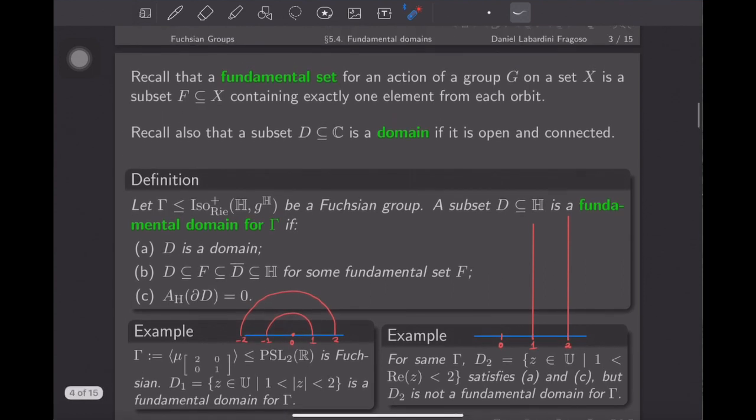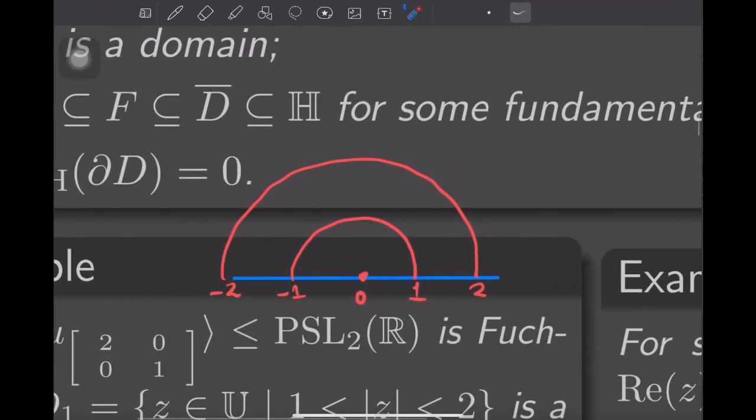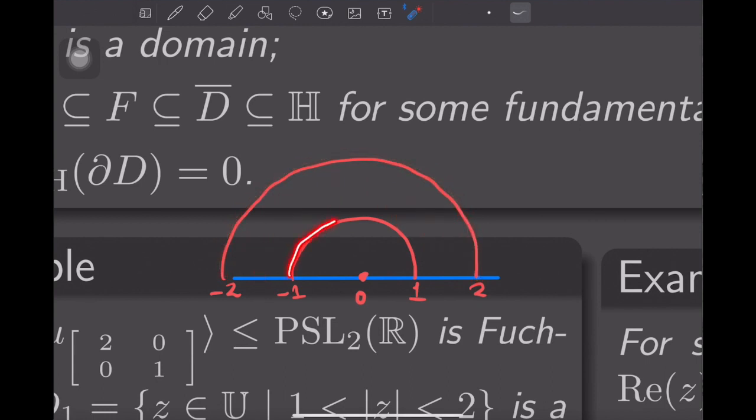I see. The open thing is called the fundamental domain. The open thing is the fundamental domain. And then fundamental set. But a fundamental set would be, let's say, the open domain union, let's say this, union that segment. Then that would be a fundamental set. Or union the other one, right? Or even union something like this.